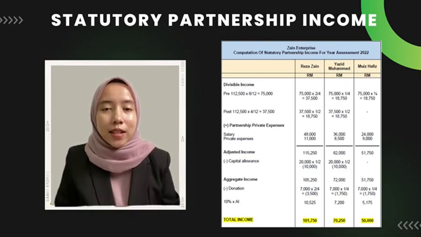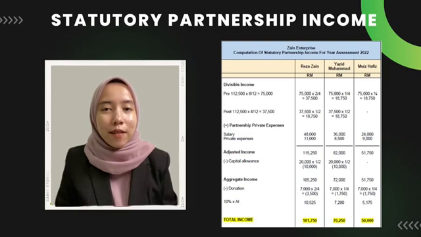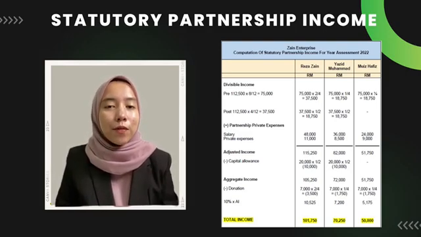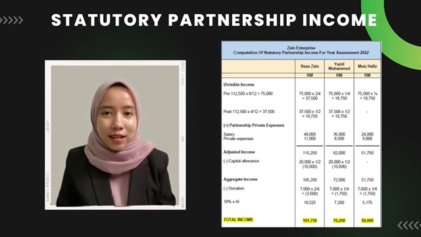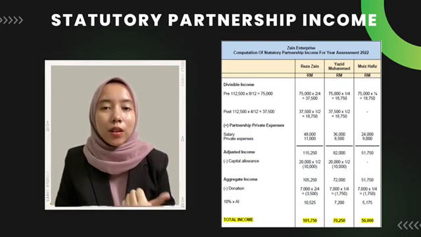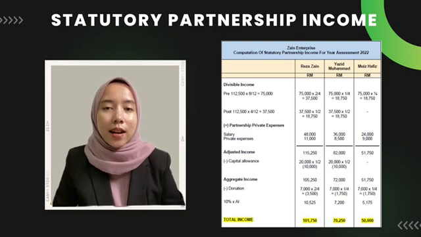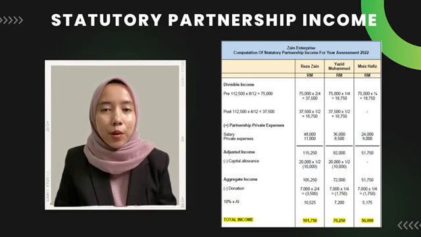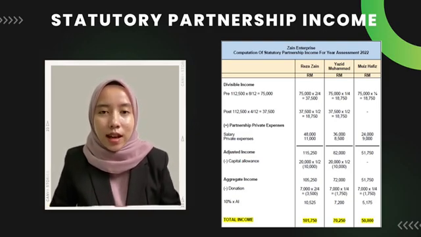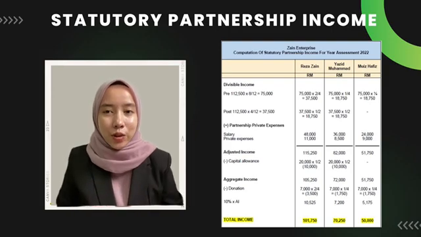For the pre, the divisible income will be multiplied with 8/12 due to Muiz Hafiz only working 8 months. Next, the post will multiply with 4/12 and we will get the answer. Then we will add the partnership private expenses, which are capital contribution, private expenses and partner salary. For Reza Zain is RM48,000. Yazid Muhammad is RM36,000 and Muiz Hafiz is RM24,000. Then we will get the adjusted income for each partner as shown.